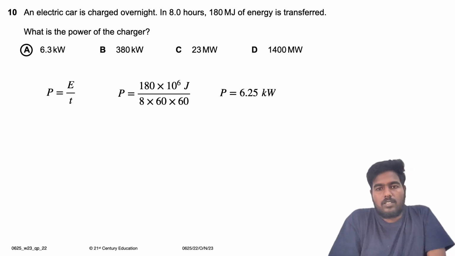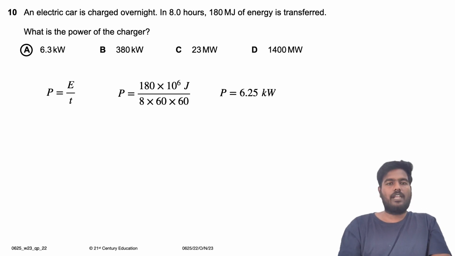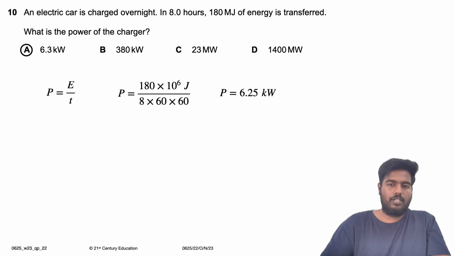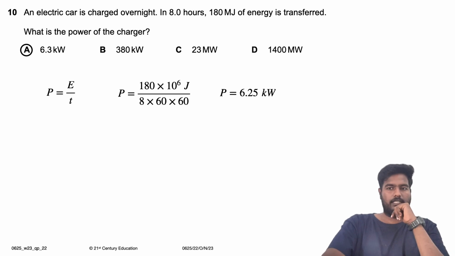By the way, there is a caution here. If you don't convert these 8 hours into seconds, you will get one of these answers like 23 megawatt or something. So we always have to use SI units. You have to convert the hours into seconds. Next question.